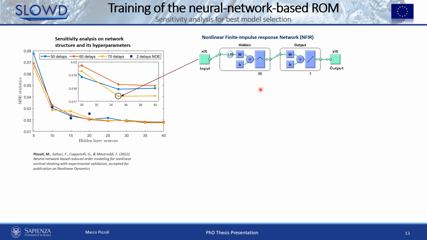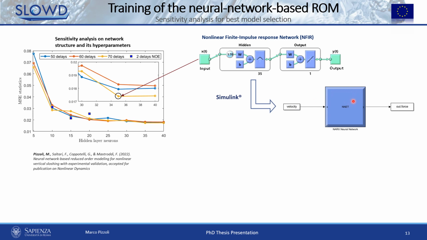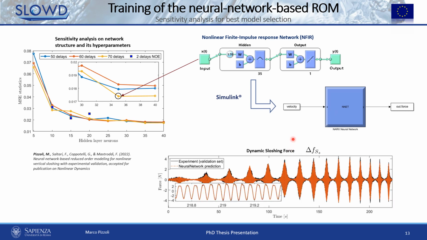And once converted to a Simulink block, we can perform simulation to obtain the estimated dynamic sloshing force. And in this picture, we can see in red the estimated force compared to the experimental validation data force. And we can appreciate the capability of the network to capture well the nonlinear trend, so the nonlinear dynamics of vertical sloshing.